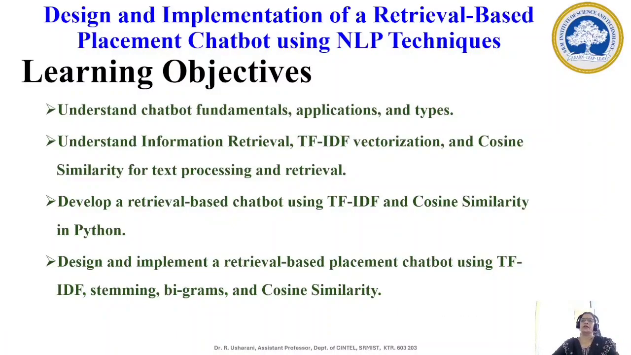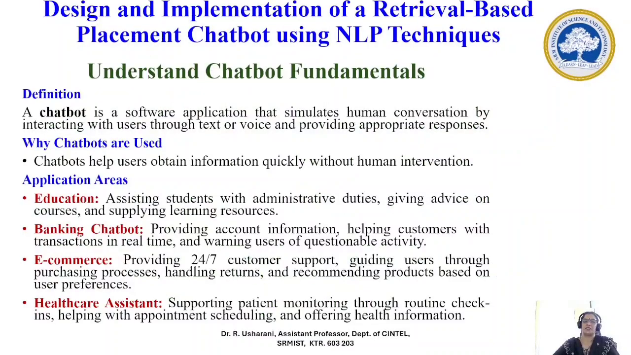These are all the learning objectives. By the end of this session, we will be able to understand information retrieval technique, apply term frequency, inverse document frequency, and cosine similarity, and develop a retrieval-based placement chatbot. Let's begin with the basic concepts of chatbot.